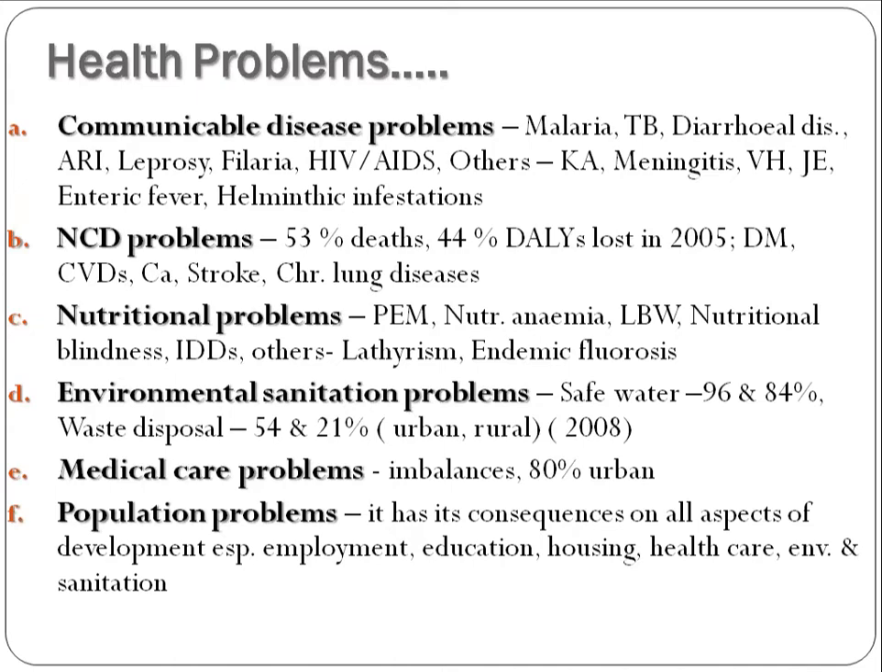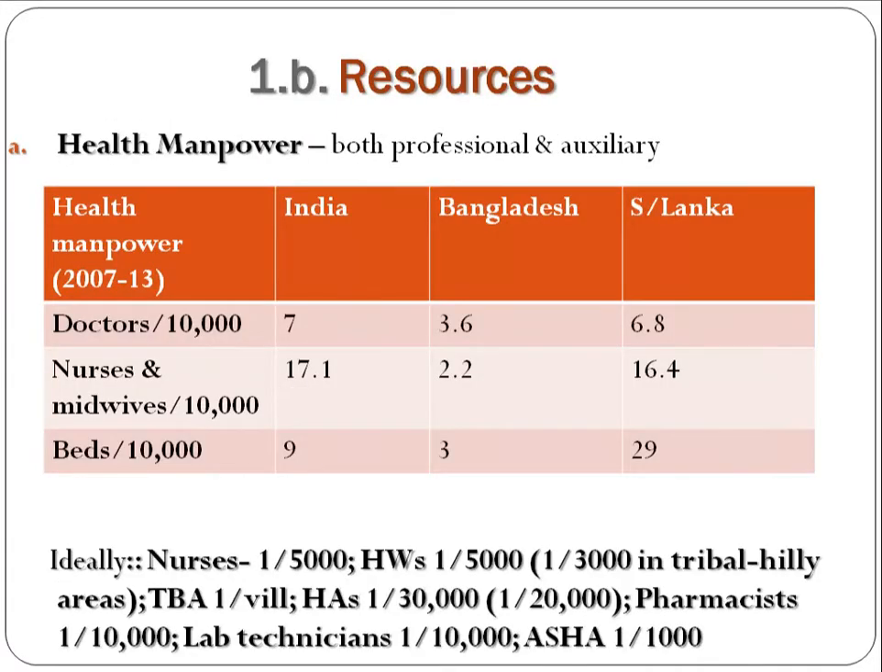Population problems. It has its consequences. We are soon going to surpass China, and we are going to be the most populated country in the world, a dubious distinction. So therefore, there are various health problems which we have to tackle. So what are the resources? Suppose I give you a problem. You need to have resources. You need to have some things to work with. You need to have manpower. You need to have money.